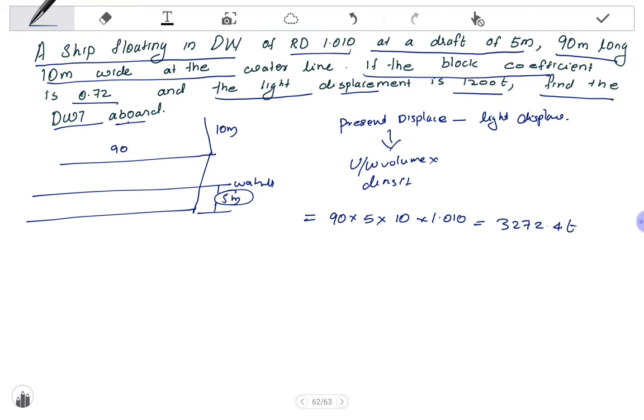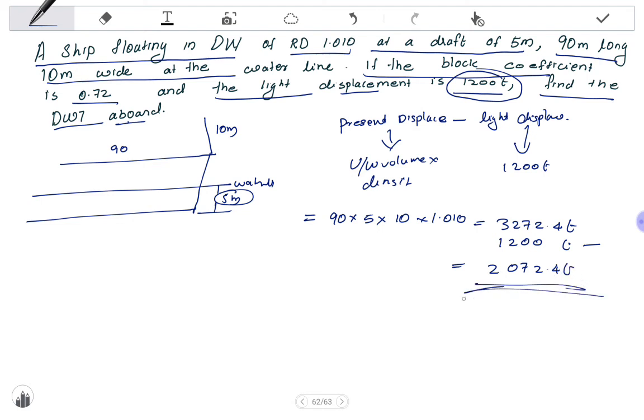Now the light displacement. In the question they have already given us 1200 tons. So what will be the dead weight on board? That is this thing minus 1200 tons. So how much will it be? 2072.4 tons. That is the answer.